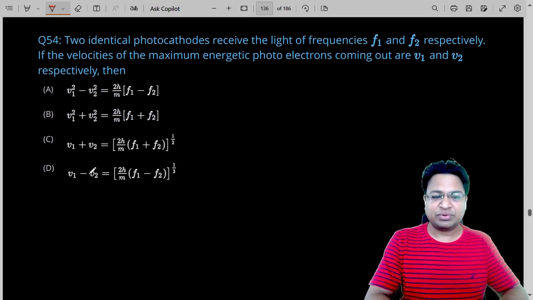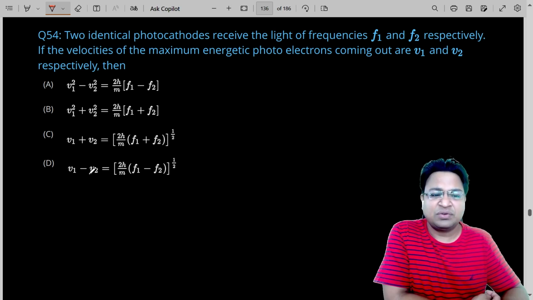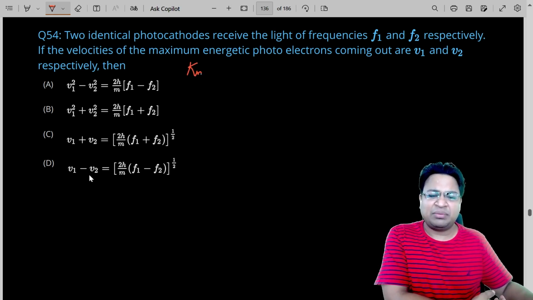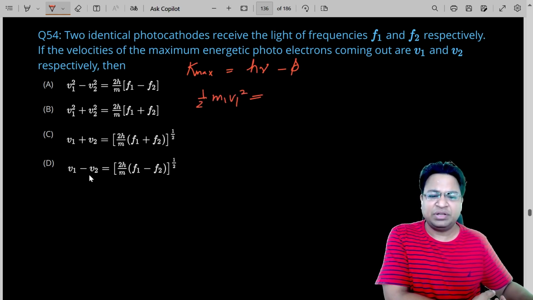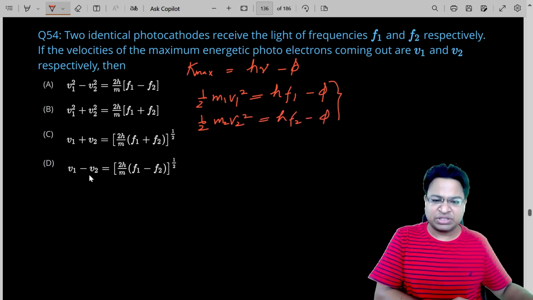Next, we move to the fourth question. It says two identical photocathodes receive light of frequency F1 and F2. If the velocities of the maximum energetic photoelectrons coming out are V1 and V2. That's pretty simple. We write the maximum energy of the electron as energy of the photon minus the work function. So half m1 v1 square will be equal to h into f1 minus phi, and similarly half into m2 v2 square will be equal to h into f2 minus phi. We need to eliminate phi from here. So we can just take the difference.